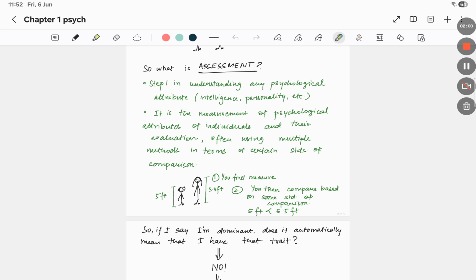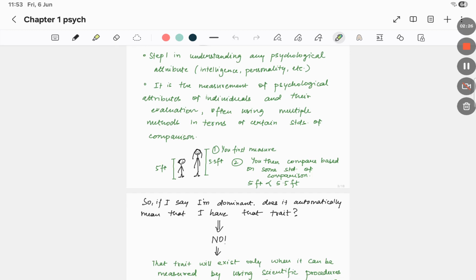Second, it is the measurement of psychological attributes of individuals and their evaluation, often using multiple methods in terms of certain standards of comparison. Now you're not only assessing one psychological attribute of everybody, right? You have various psychological attributes. You have intelligence, you have personality, you have values, as we'll study later, right? So you are measuring different psychological attributes, and each psychological attribute has a different way of measuring it, right? You cannot understand somebody's personality by giving them an IQ test. That is for understanding their intelligence.